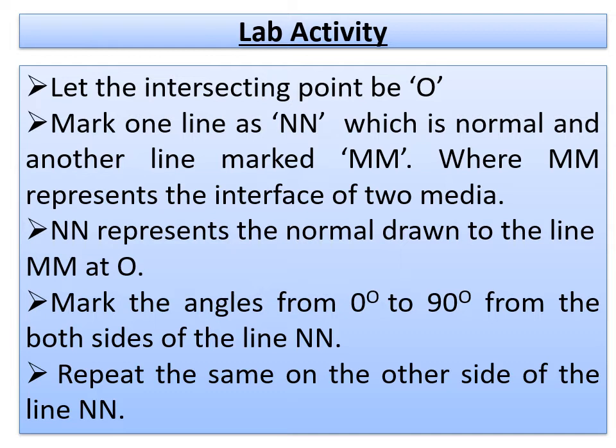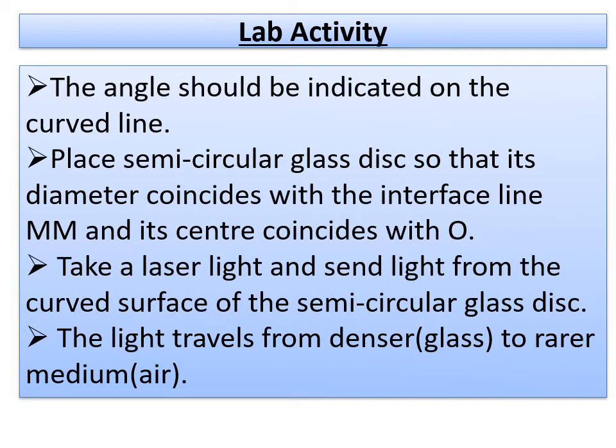At O, mark angles from 0 degrees to 90 degrees from both the sides of NN. Repeat the same on the other side of the line NN. Here the angle should be indicated on the curved line.